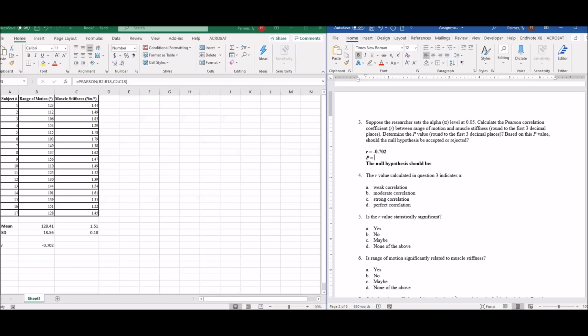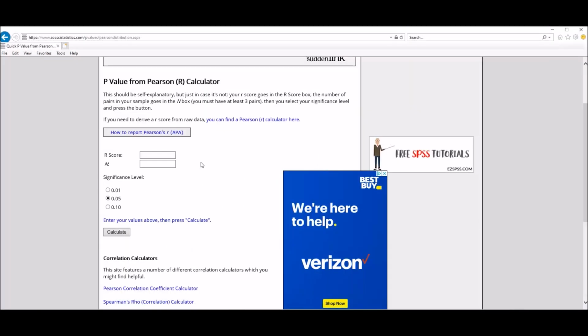In order to determine the statistical significance of R, again, it talks about this quite a bit in the PowerPoint. So again, I encourage you to please review, please study the PowerPoint. We're going to use a website on the internet in order to determine the p-value, in order to determine the statistical significance of R. The website is listed in the PowerPoint, so please go to the PowerPoint to find the website. I'm going to go ahead and pull it up here on my screen. Here it is.